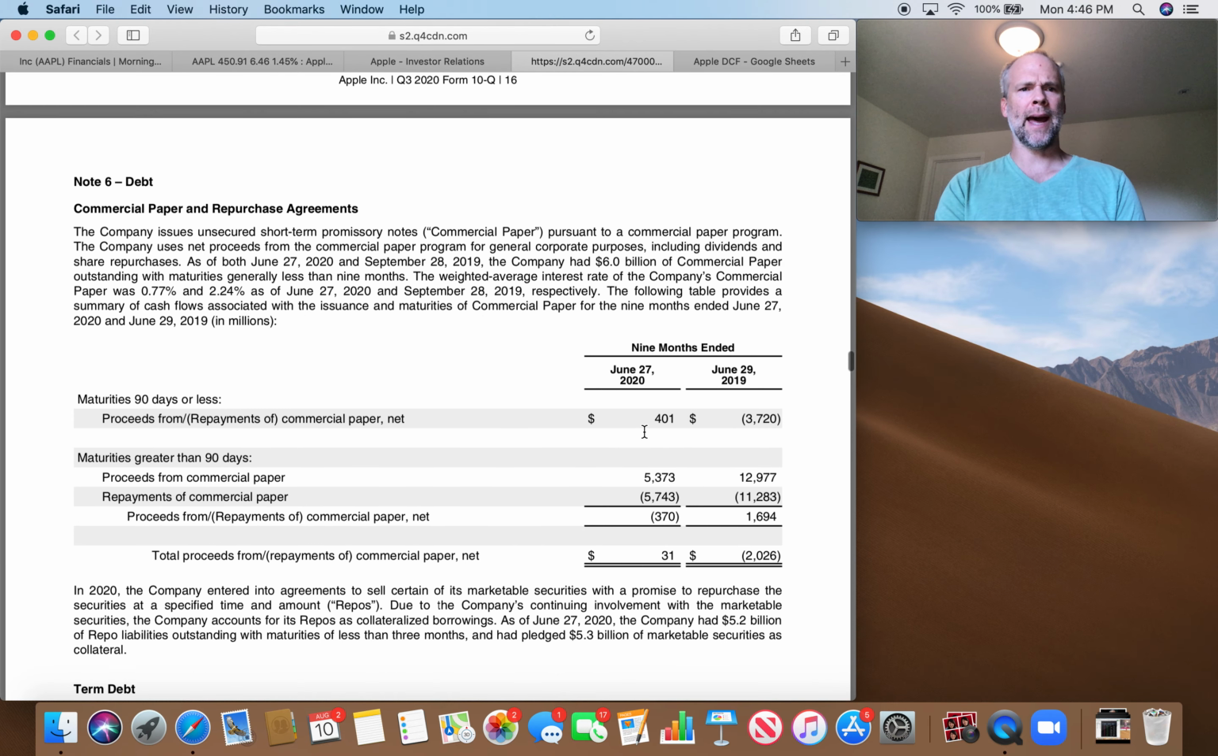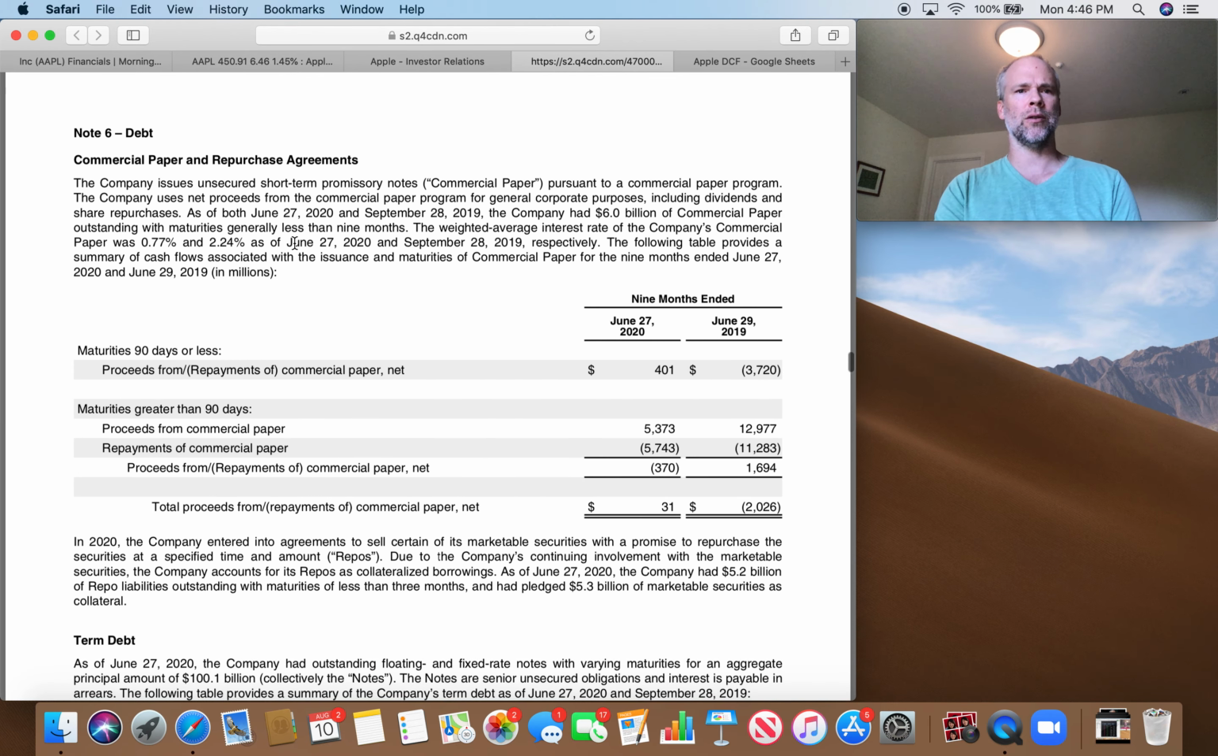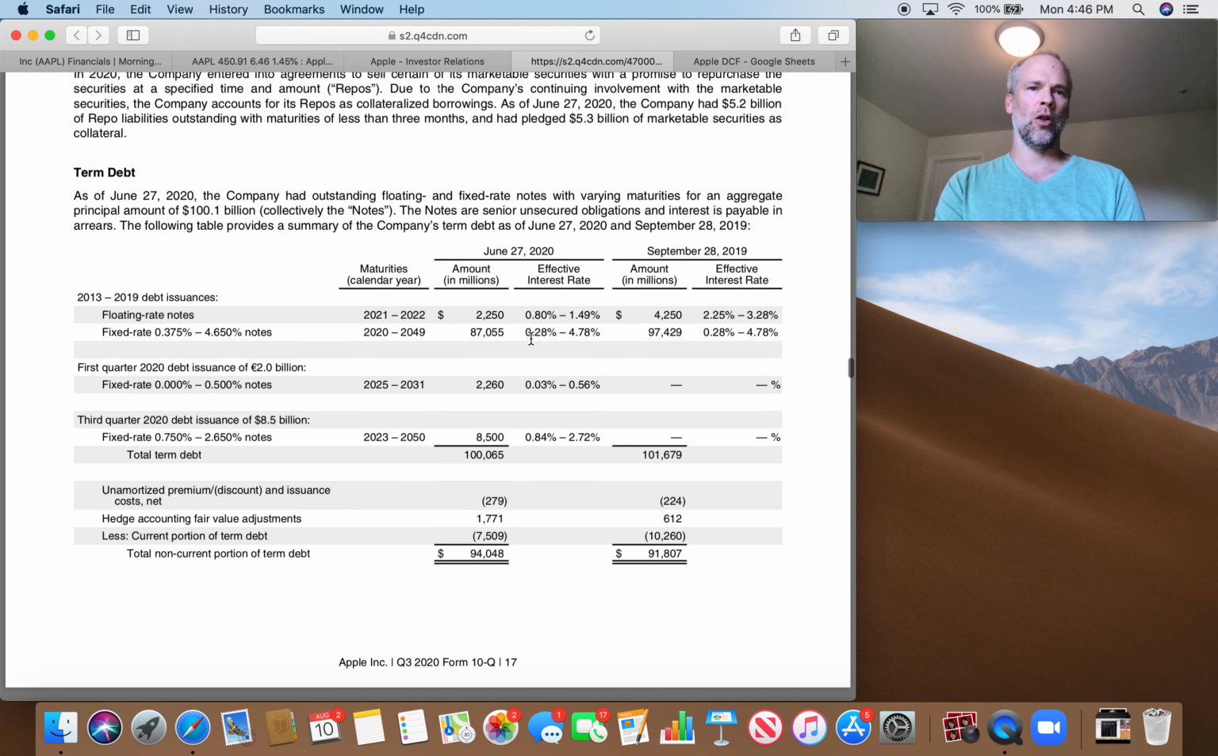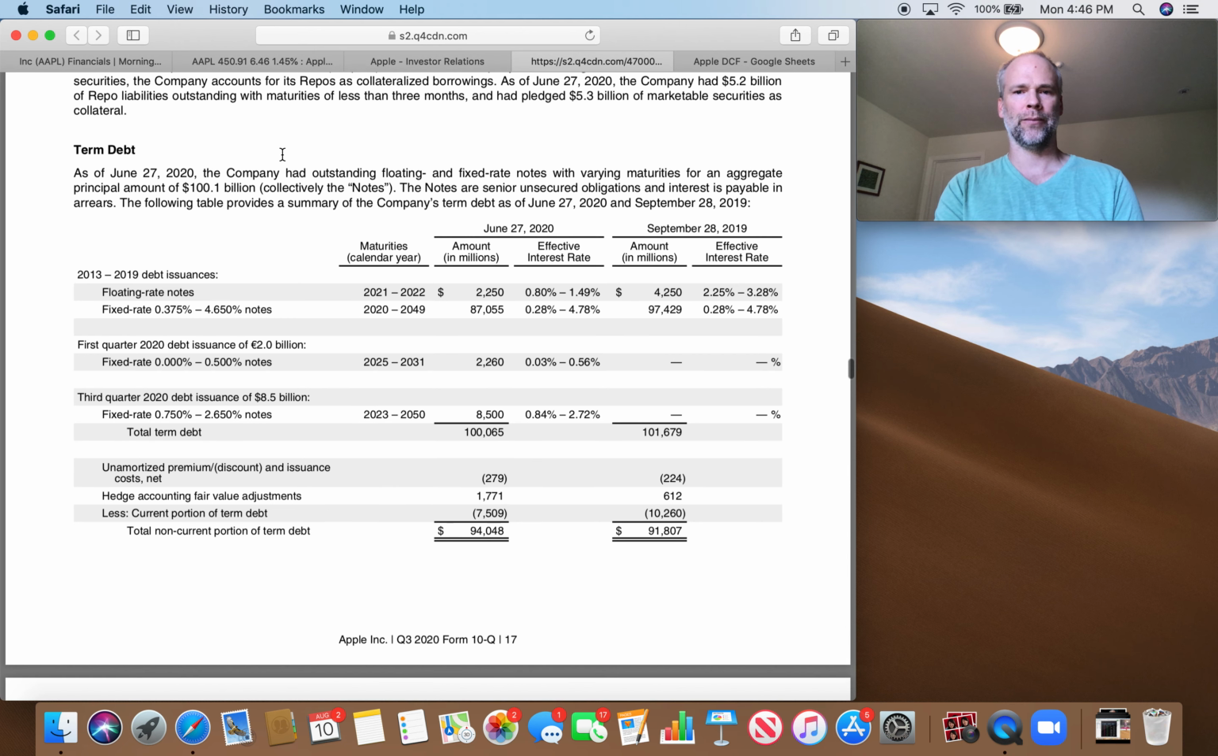Now we're going to look at this debt section. So commercial paper. We've got 6 billion of commercial paper outstanding with maturities generally less than 9 months. So this is kind of the short-term debt. So remember that 6 billion figure. Now we're going to look at the term debt. And we have 100.1 billion for the term debt.